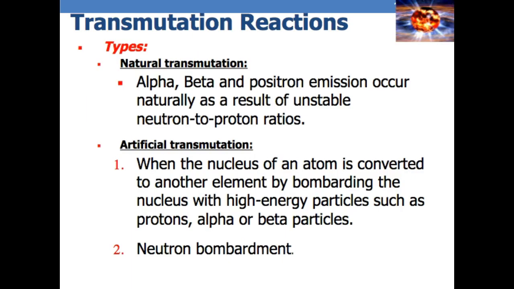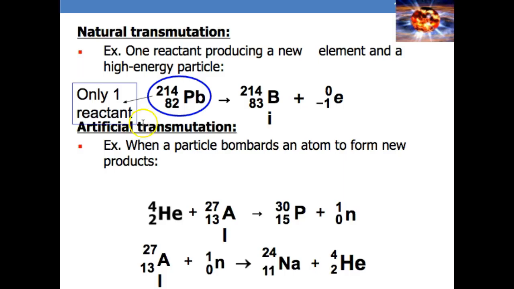And finally, transmutation reactions. There are two types of reactions. One is called natural transmutation. One's called artificial transmutation. All you need to know is that natural transmutation happens on its own, so there'll be one reactant. And artificial transmutation requires another reactant. It's like fake. It needs something to be bombarded into it to make it happen. So here's an example of natural transmutation, one reactant. Here's artificial transmutation, two reactants in each case. We'll go over examples of transmutation in class, but right now that's all you have to know. One reactant, natural. Two reactants or more, artificial. Done.